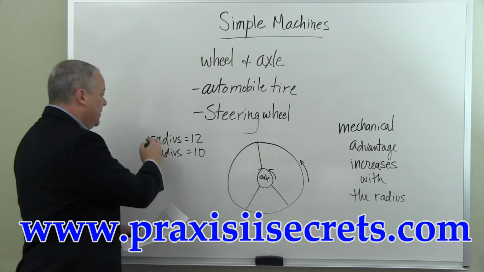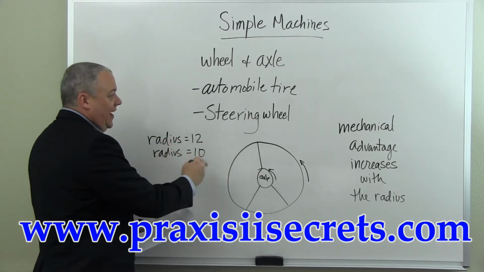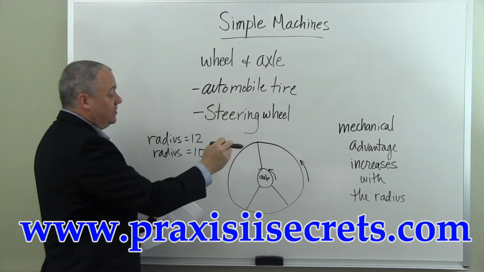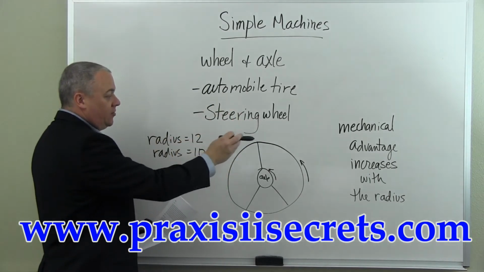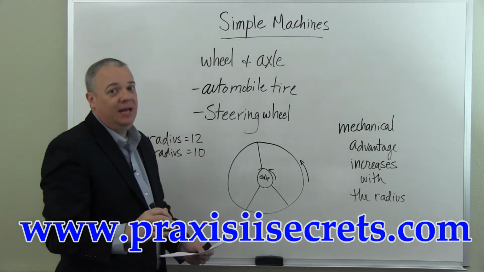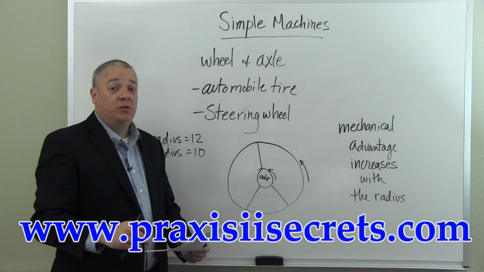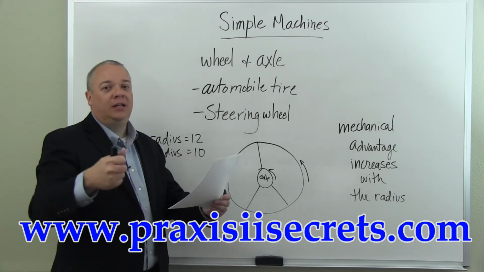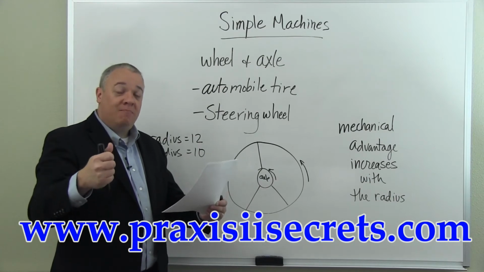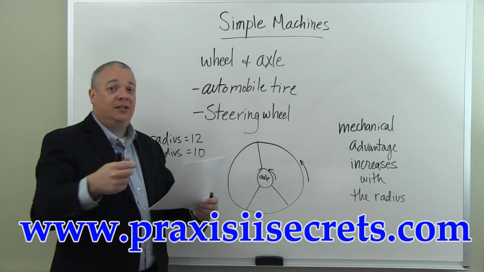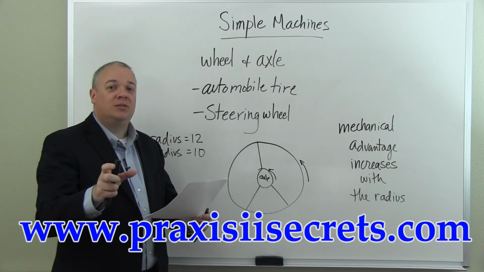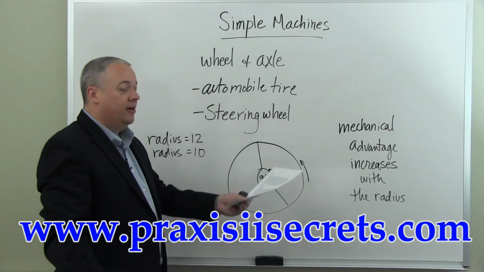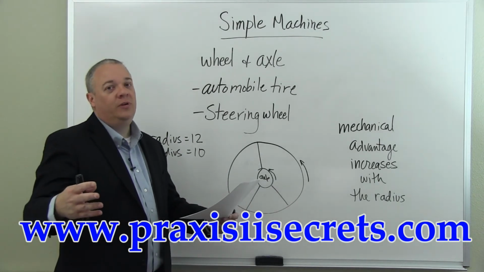So I've got an example up here. If we've got a radius of 12 versus a radius of 10, with our axiom over here, the mechanical advantage increases with the radius. Bigger radius, 12, means greater mechanical advantage. What we mean by that is if the same amount of force was applied to the outer wheel at 10 inches and the same amount of force applied to the wheel at 12 inches, you would get a much greater advantage at the 12-inch radius than at the 10, assuming the same amount of force is applied. It translates here to the central axle much greater. So the mechanical advantage is greater the larger the wheel is.